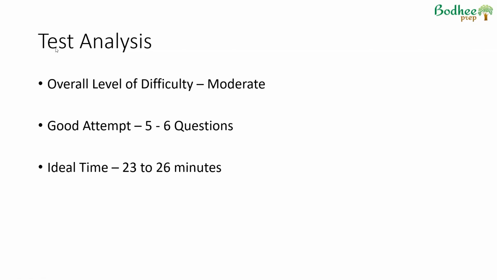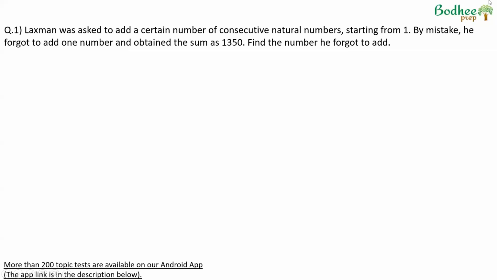If we look at the questions, question number 1. Lakshman was asked to add a certain number of consecutive natural numbers starting from 1. By mistake, he forgot to add one number and obtained the sum as 1350. The number that he forgot to add. Now, the sum of the first n natural numbers is given by n into n plus 1 by 2. Ideally, if nothing had happened, he would have gotten the result using this.